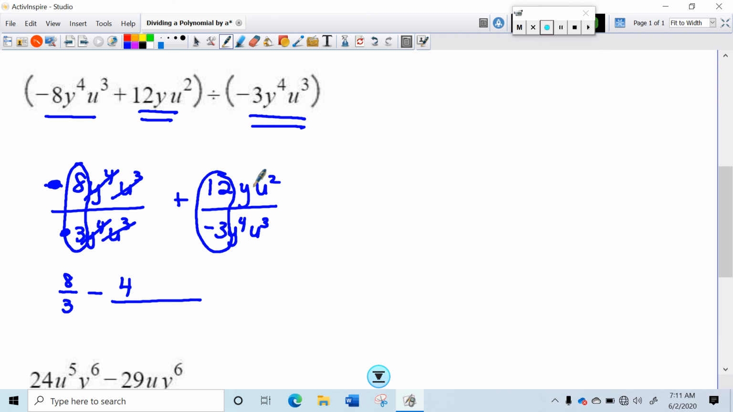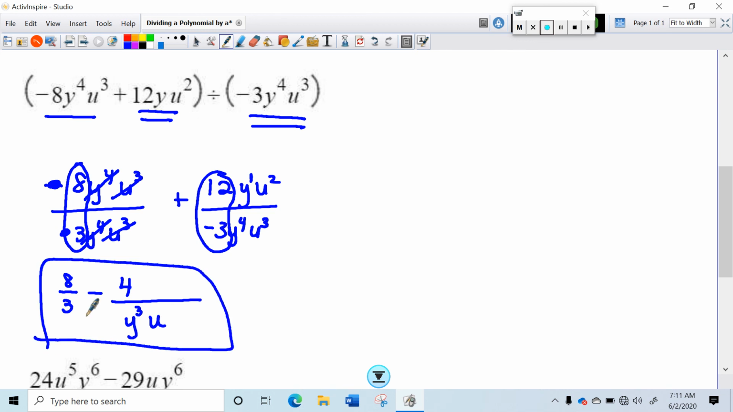Okay, for my y's, if there is no exponent, it's a 1. So for my y's, the largest exponent's on the bottom, so you leave it on the bottom, and then subtract big minus small. 4 minus 1 is 3. For my u's, the highest exponent's on the bottom, so you put yours on the bottom and subtract. 3 take away 2 is 1, so just 1 u. So this looks funny, but that's the answer.